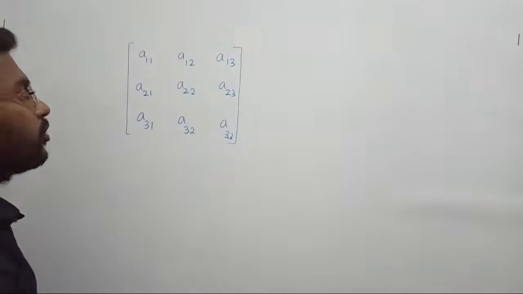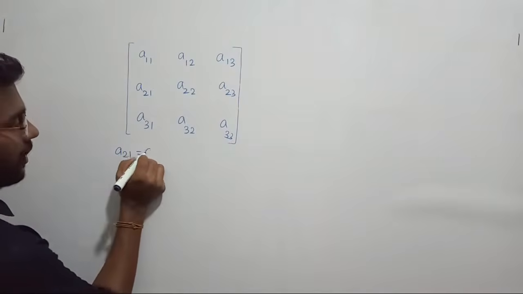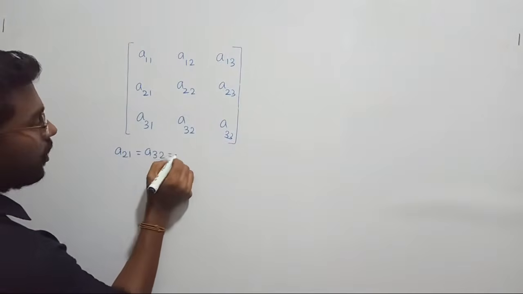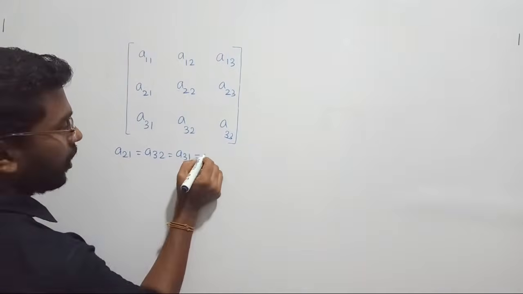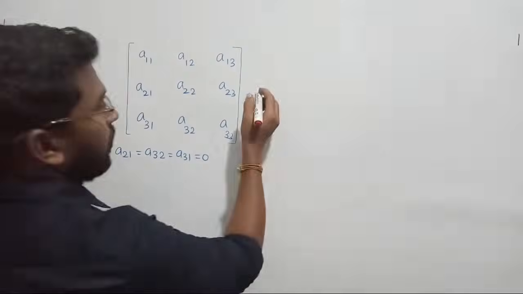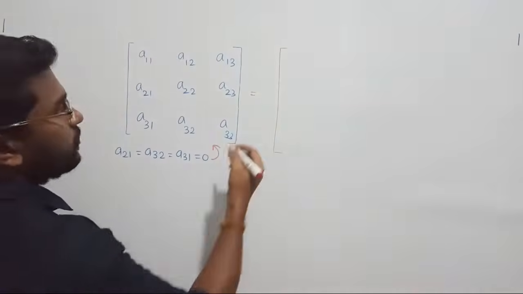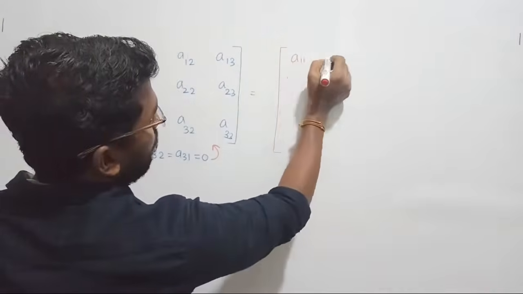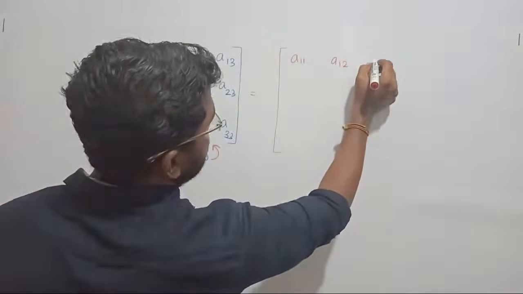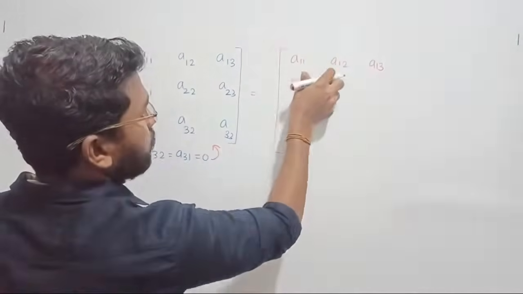But now I am going to do a few more things. I am assuming that the values of A21, A32, and A31 are equal to 0, such that if I apply these into the matrix, it can be rewritten as A11 will exist, A12 will exist, A13 also will exist. This is going to be 0 now.